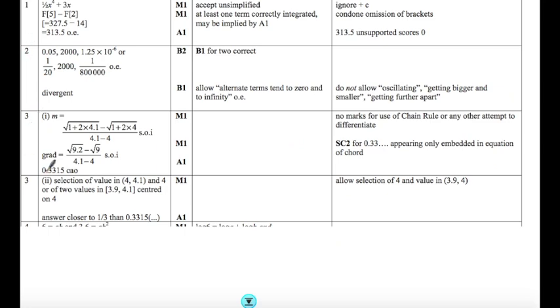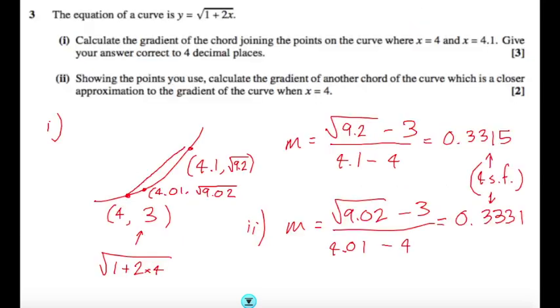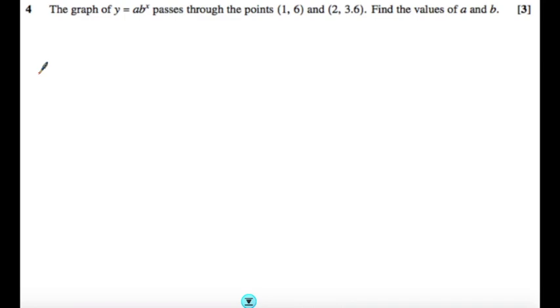Right, good. So you get a mark for selecting a value anywhere between 4 and 4.1, or of two values between 3.9 and 4.1, centered on 4, and answer's got to be closer to a third than 0.3315, which ours was. So that was the answer for that one. Oh, they said 4 decimal places, didn't they? Anyway.